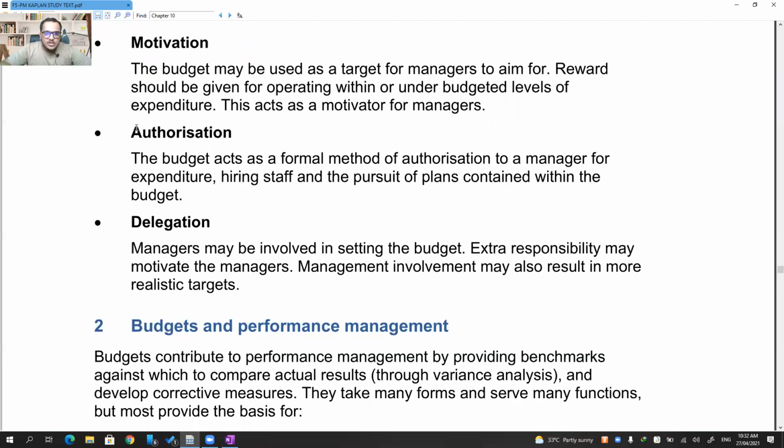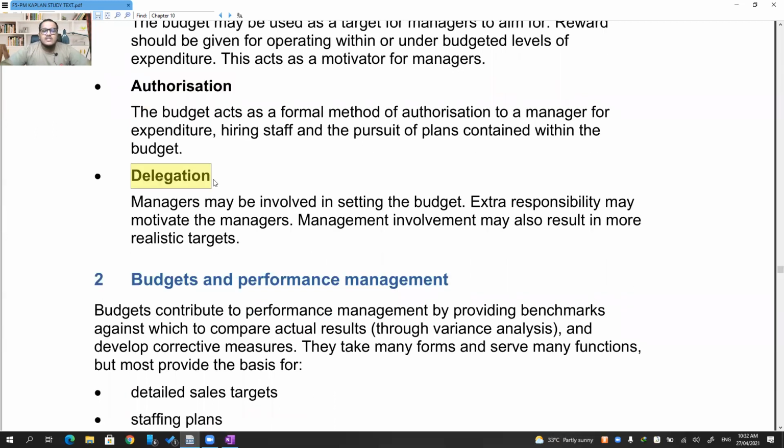And it sets authorization. When I give a budget, it indirectly means I have already given authorization to act. I told my HR that the budgeted salaries for this particular period of 6 months is 5 lakhs per month. It means I already authorized my HR to spend a maximum of 5 lakhs. Anything above that, he has to come for my approval. Up to 5 lakhs, he can go ahead, because that is the budget given to him. Within that budget, he need not come to me for authorization. And delegation: managers, if they are involved in setting the budgets, get more responsibility.